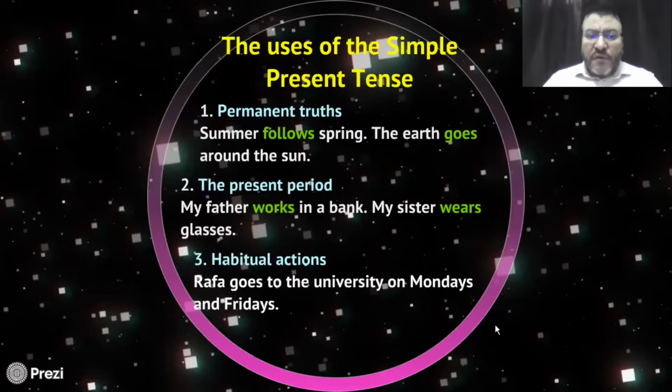And then number three, we move to habitual actions. Like Rafa goes to the university on Mondays and Fridays. What does she do on Mondays and Fridays? She goes to the university. Habitual action. Like I visit my grandmother every Monday. I visit my grandmother on Mondays.